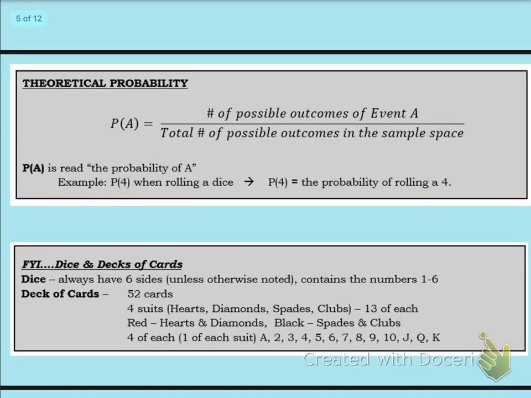Theoretical probability is the amount of possible outcomes over your total possible outcomes. So basically, it's what you choose over your total. The way we say it is, if I have this symbol here, it means the probability of a 4, the probability of rolling a 4, or the probability of pulling a 4 from a deck of cards. So it's what you choose, or your success, over your total.